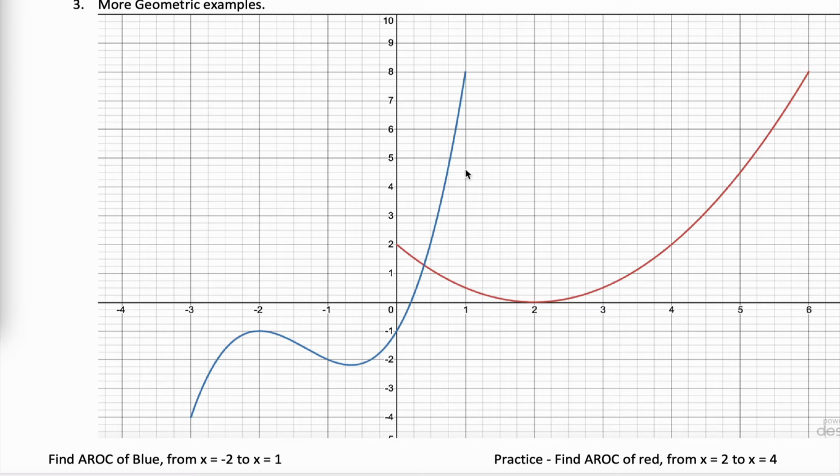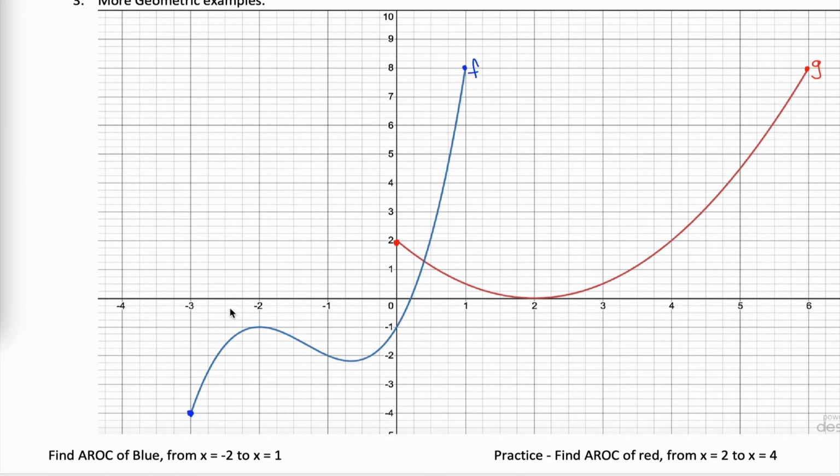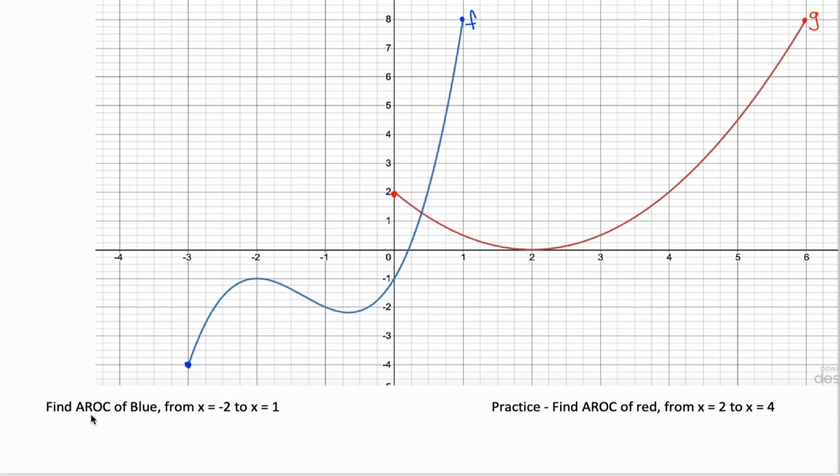So pictured are two functions. Maybe we'll call the one in blue f and the one in red g. Suppose you were asked to find the average rate of change of this function pictured in blue, f, from x equals -2 to x equals +1.